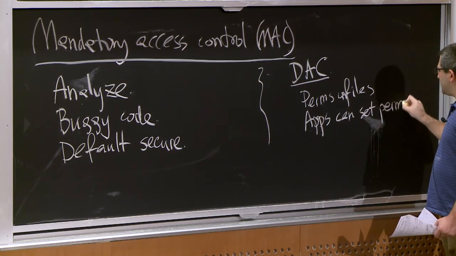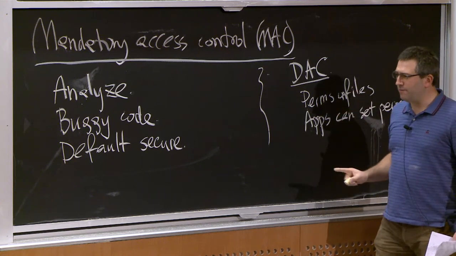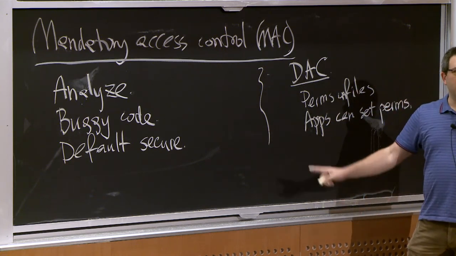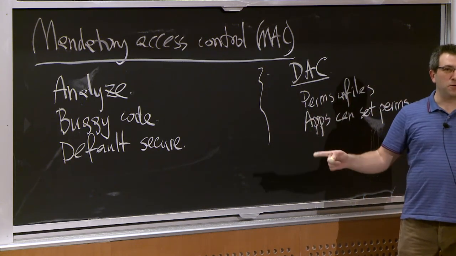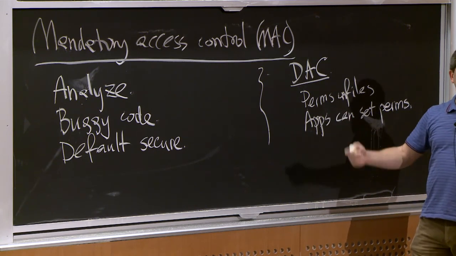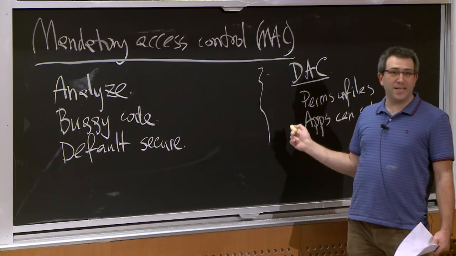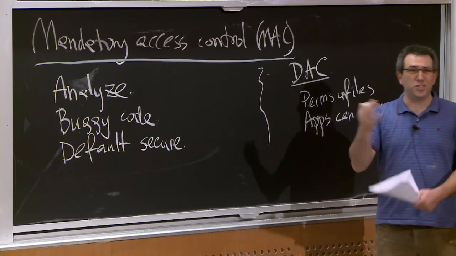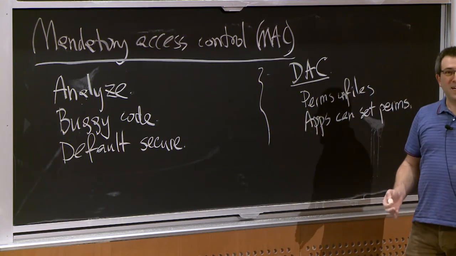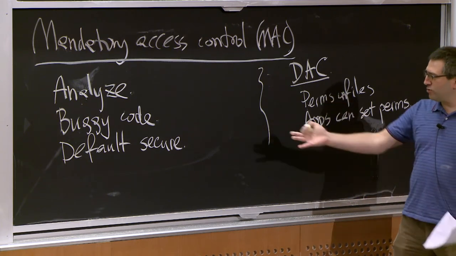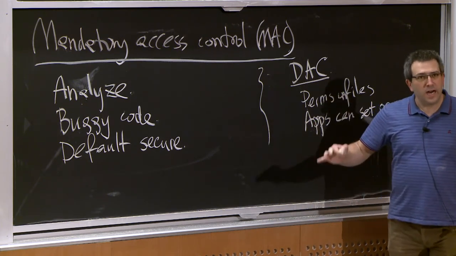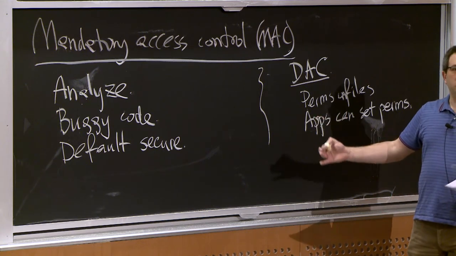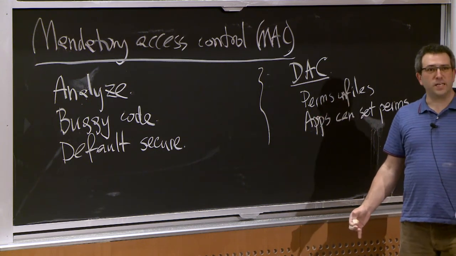So these benefits that we were talking about here are kind of gone, right? If the app code is buggy, it'll forget to set permissions. If the app code is buggy, it might change the permission to something later that you didn't want. It's really hard to analyze. You don't know what the policy is at any given time, and it keeps changing because permissions keep changing, files appear, disappear. And it's going to be hard to enforce some kind of secure default because you install some app, and it creates world-writable files all of a sudden.